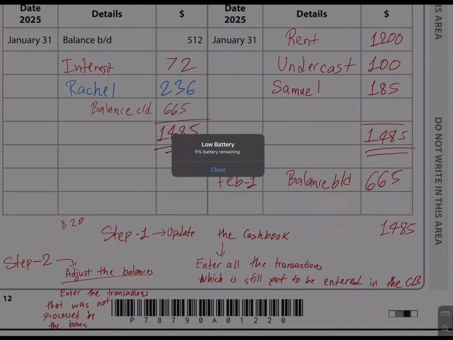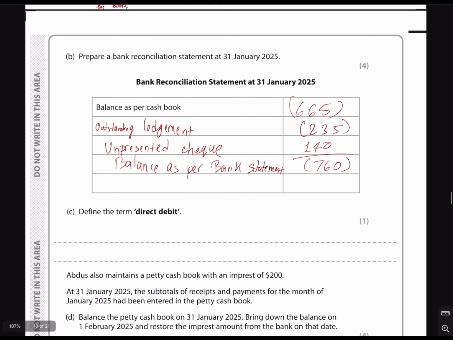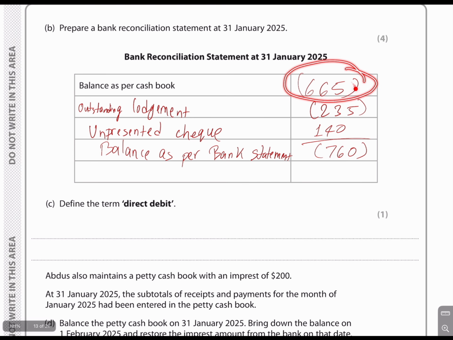Now that's the thing that we need to recheck: after I adjust some time lag balances that are still yet to be presented in the bank. Some checks that I have given are not presented yet, still yet to be presented to the bank. So one is unpresented check, one is outstanding lodgement or bank lodgement. So if we adjust those time lags, does our cash book balance with our bank statement?